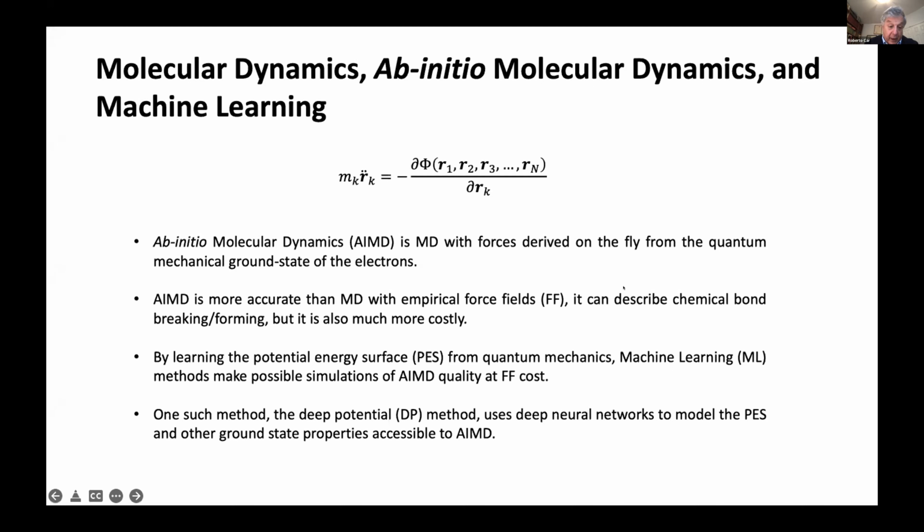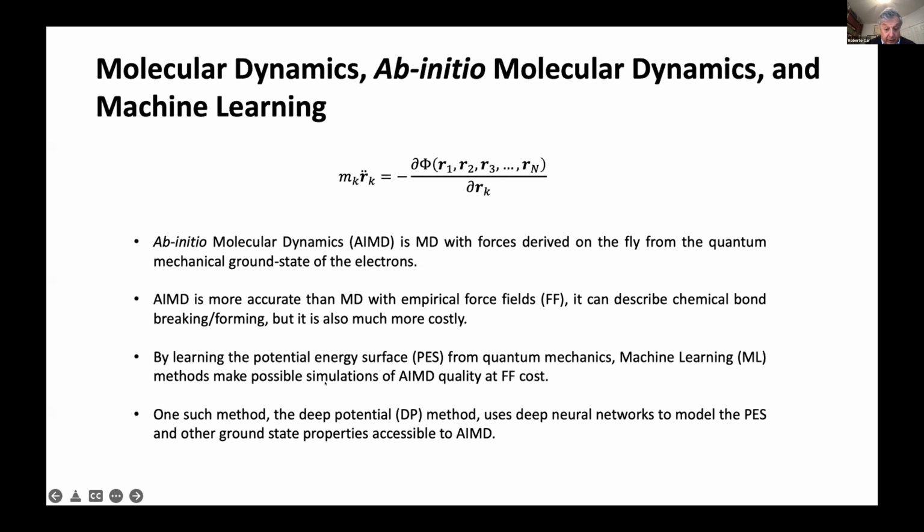In the last decade, a new approach has been developed that consists in using machine learning and artificial intelligence techniques to learn the potential energy surface from quantum mechanics and derive a force field that is not fitted to experiment by using some simple form, but rather is truly a many-body potential energy surface like the one described here in the equation, but fitted to accurate quantum mechanical calculations. So this method makes possible simulation of ab initio molecular dynamics quality at the cost of empirical force field.